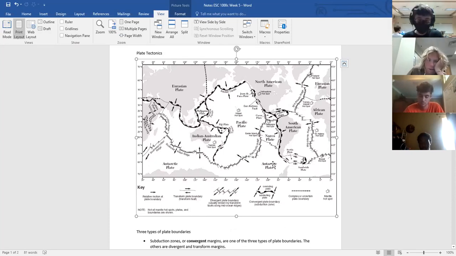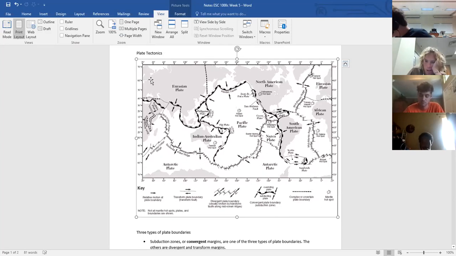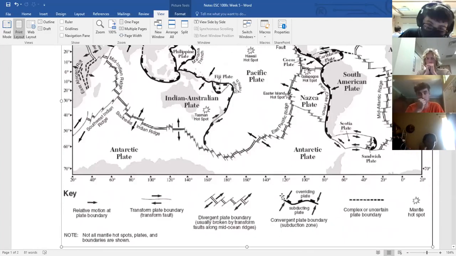Then you're given the 3 types of plate boundaries: the transform plate boundary, the divergent, and the convergent. Today in class, we will definitely be looking at that. We will be looking at these 3. Transform, they slide by each other. Divergent, we're spreading apart. Convergent means coming together.